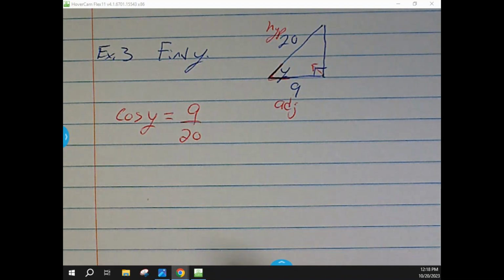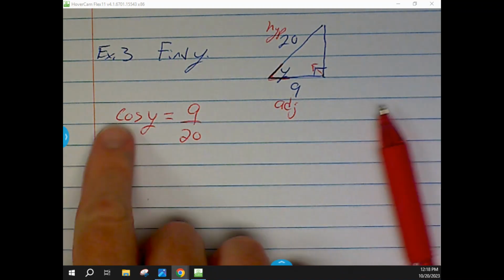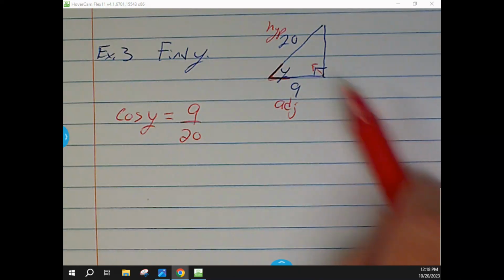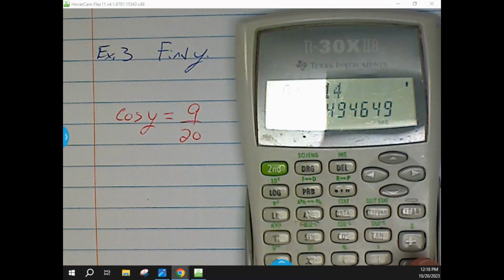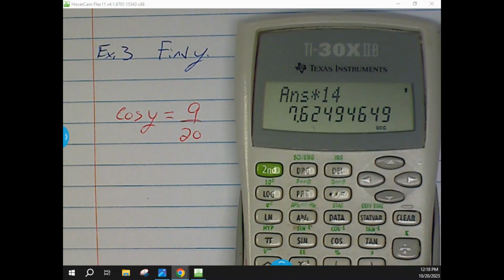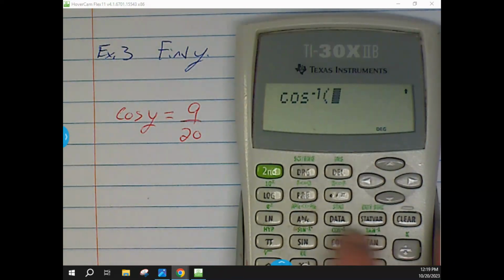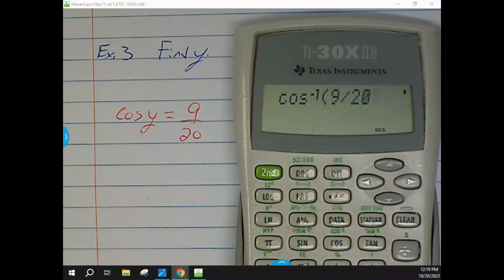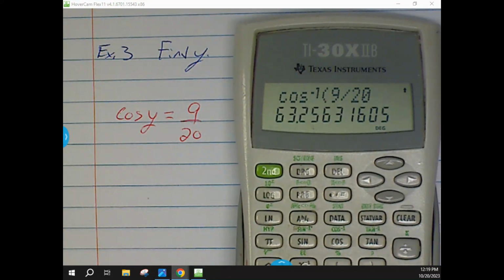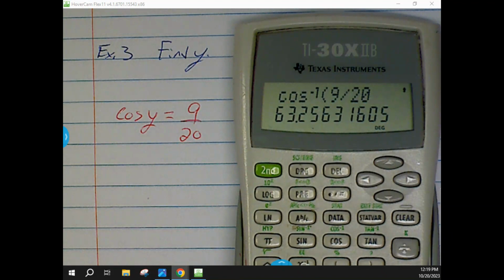And again, in this case the angle is missing, so you can't just punch it straight in. If they give you the two sides, that's where we're going to have to use our second button. So we're going to go second. This time we're going to use cosine, and we're going to do 9 divided by 20. Okay, and it tells us that's about 63.3 if we round that off to one decimal place.